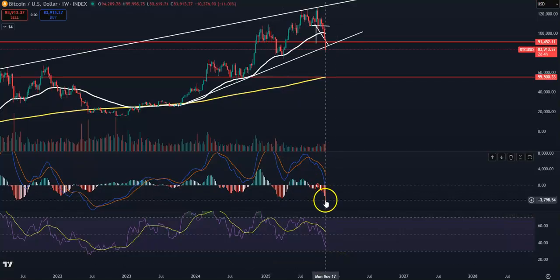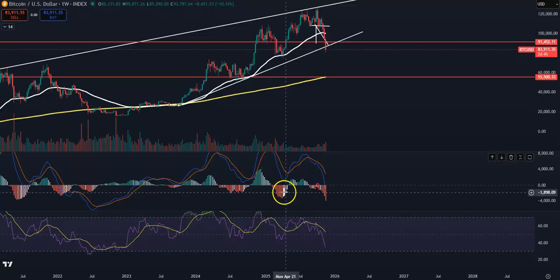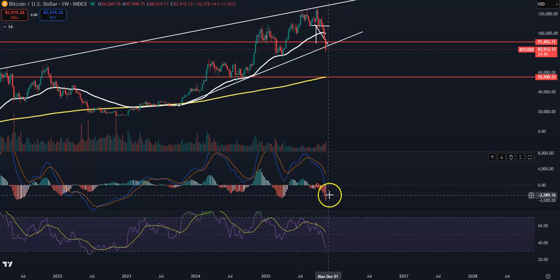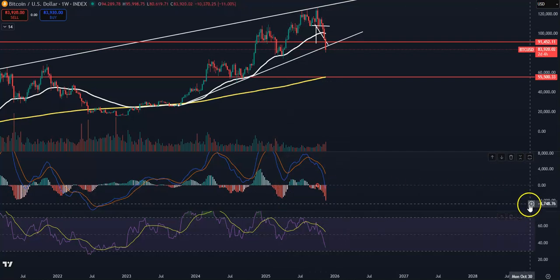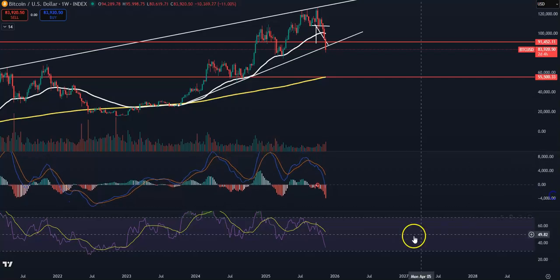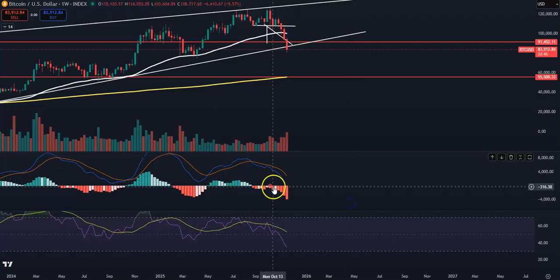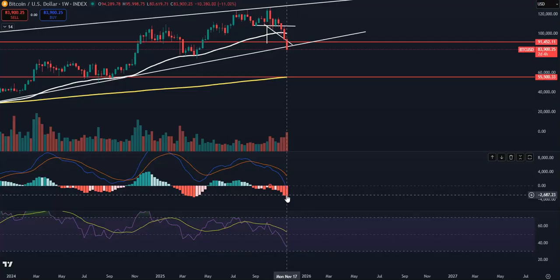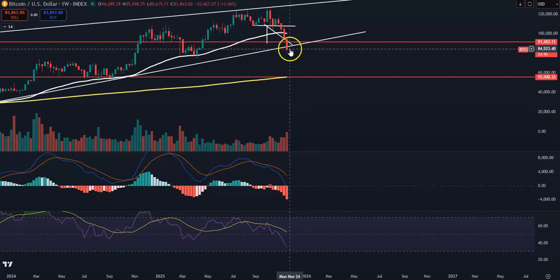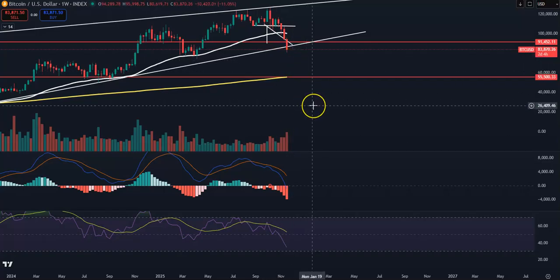And when I actually see some of these histogram bars starting to turn this pinkish color, that means we're losing momentum on the sell side and starting to gain momentum on the buy side. But right now, looking at the MACD, you can see we're not losing any momentum on the sell side. The momentum is building up on the sell side, which means there's more downward pressure to be expected. So yeah, this is going to keep moving.